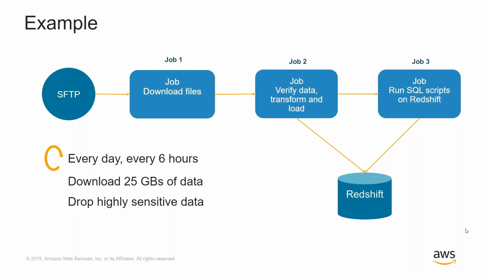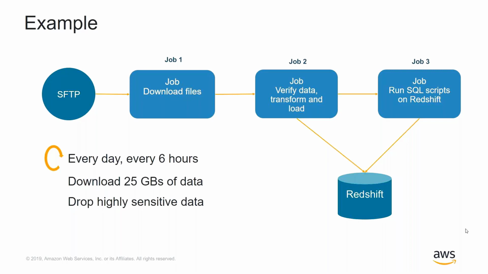So let's walk through this example where you have an SFTP source and you have three jobs. Job one will download these files from the SFTP source. Job two will read all this data and apply a whole bunch of transformations to what you just downloaded. Let's assume that you are removing some columns because they are way too sensitive, things like that. Job two will also load this data into a data warehouse. In this case, let's assume it's Redshift, our data warehouse system. So you're transforming the data and loading it into a data warehouse, and that's job two.